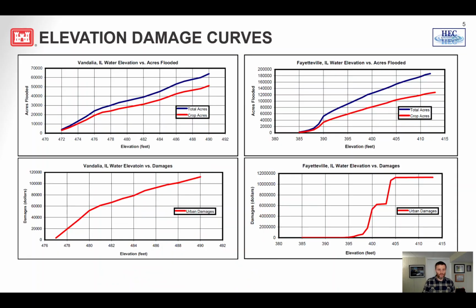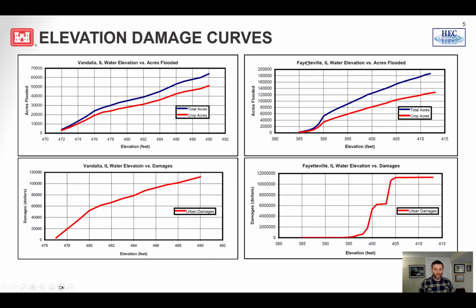What they're doing is they are looking at an elevation or a stage damage or flow damage curve, and basically correlating whatever crest value we give to them to some type of damage function. So this would be agricultural acreages flooded or crop acreages. And then down here would be damages, like urban damages or structure damages, if you will.